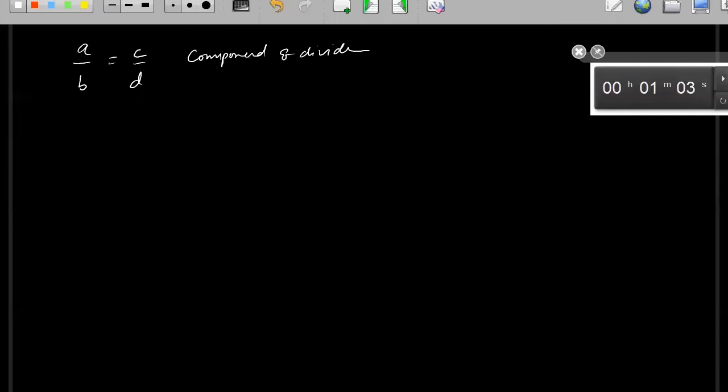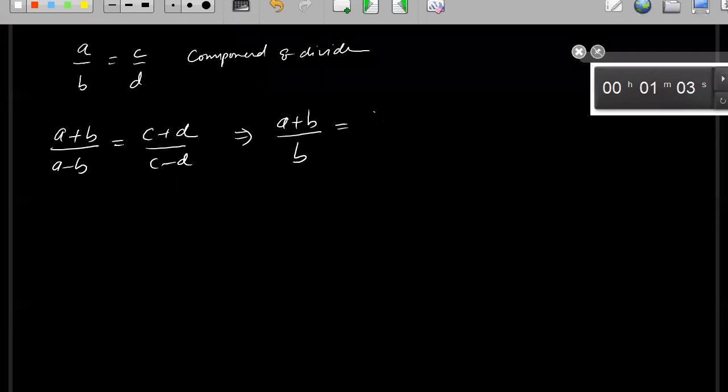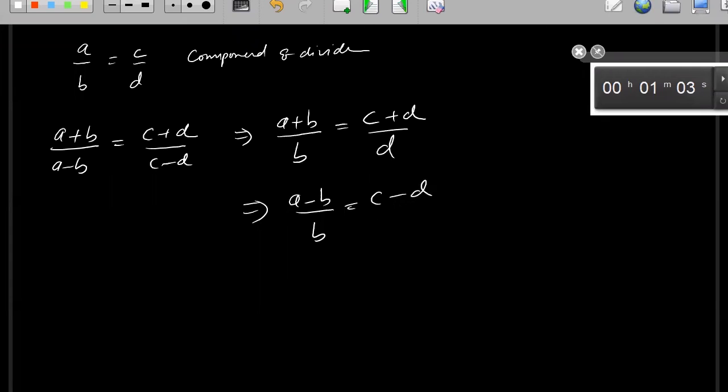If this is the ratio given, then the ratio will still remain the same if I take a plus b upon a minus b is equal to c plus d upon c minus d. This ratio will still remain the same if I take a plus b upon b is equal to c plus d upon d. And a minus b upon b is equal to c minus d upon d, right? This is componendo, when I'm adding one on both sides. This is dividendo, when I'm subtracting one on both sides.